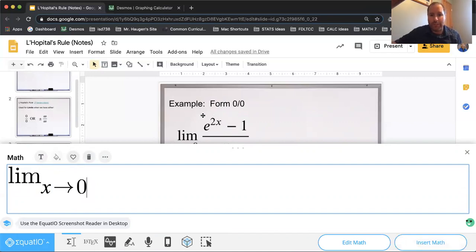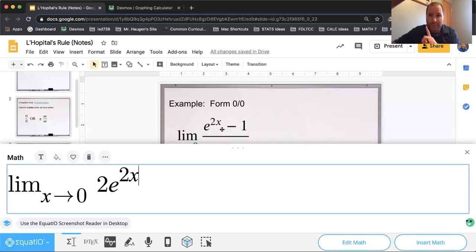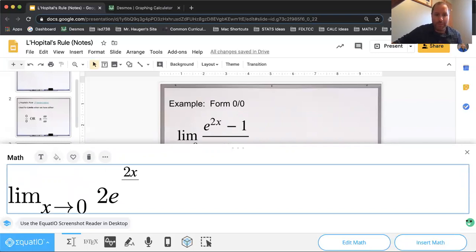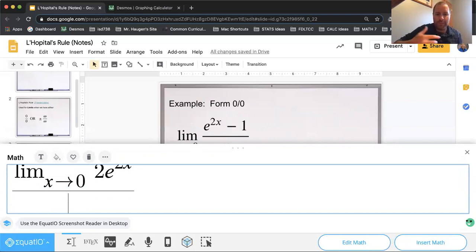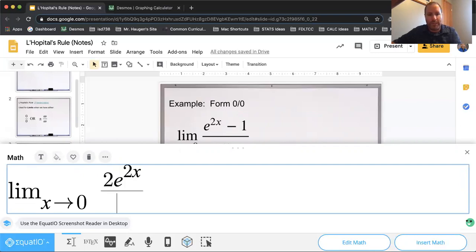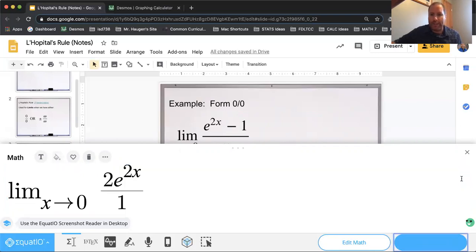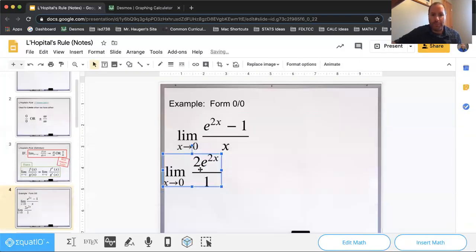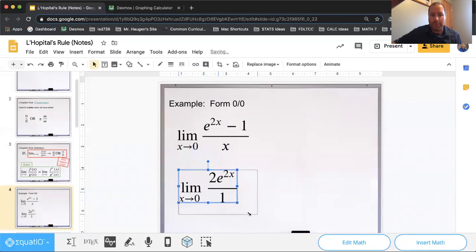So let me do the derivative of the top part, which is actually not too bad, right? That'll just be 2 times e to the 2x. That's the derivative of the top. And then we divide by the derivative of the bottom, which is just 1. Okay, so that's what we get after applying L'Hopital's rule.